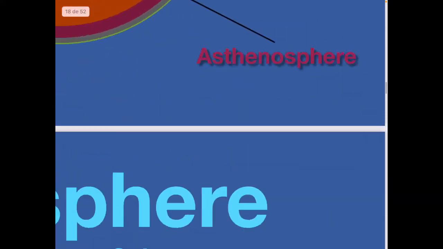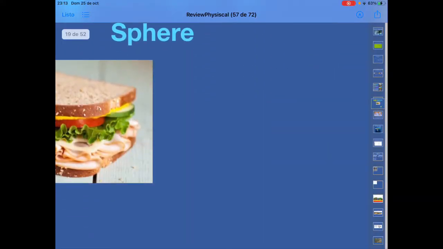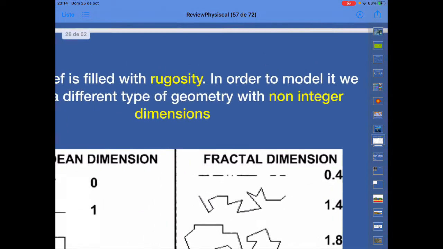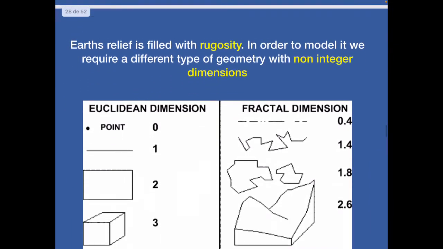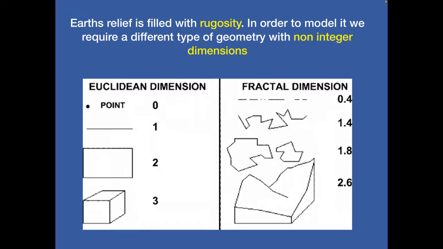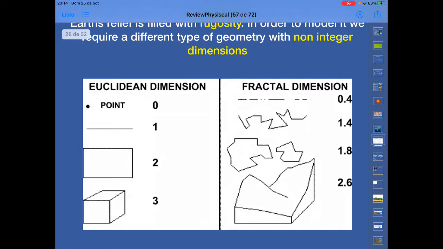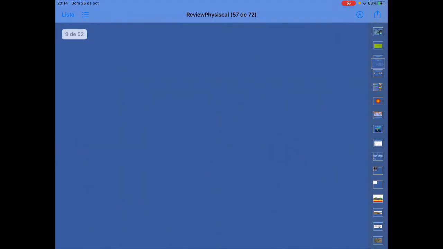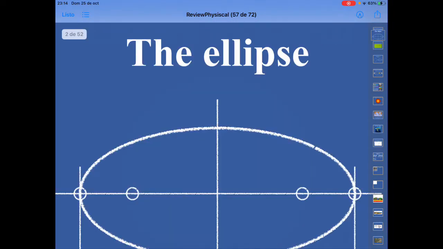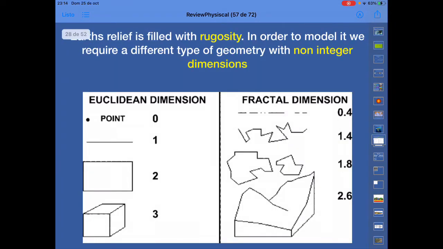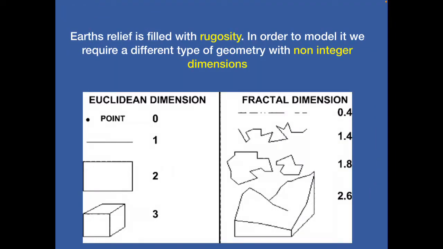So we need to make surface reconstructions here, because what we are studying are all the traits of the Earth's relief, and that is filled with rugosity. So we're interested in studying that rugosity. The problem is that all this geometry that we have studied so far, even this one about the ellipse and so on, does not allow us to process rugosity. So we need a different type of geometry. As it says here, Earth's relief is filled with rugosity. In order to model it, we require a different type of geometry with non-integer dimensions. This is the most important part.